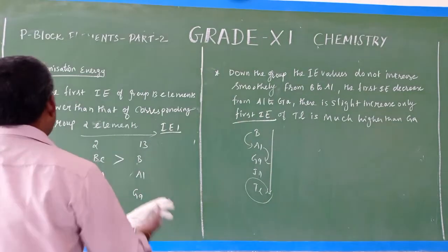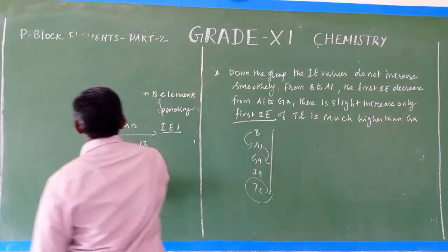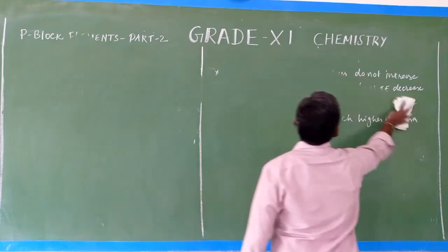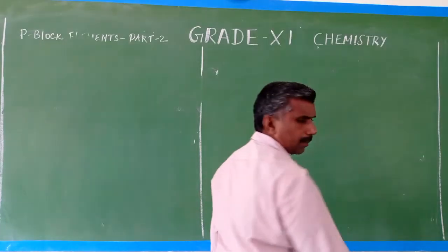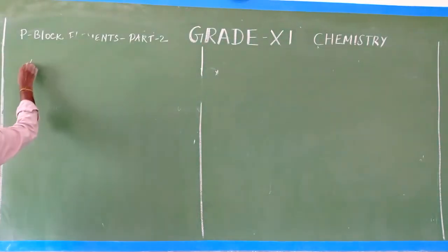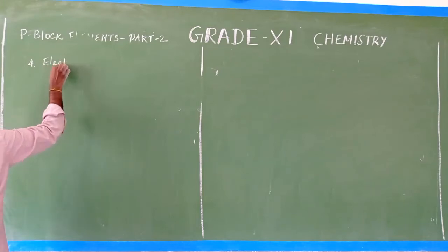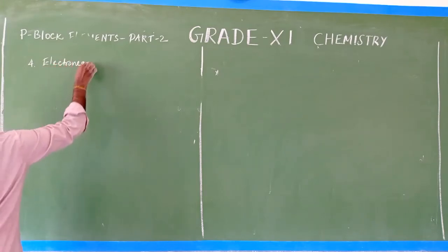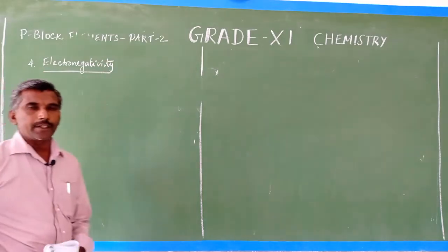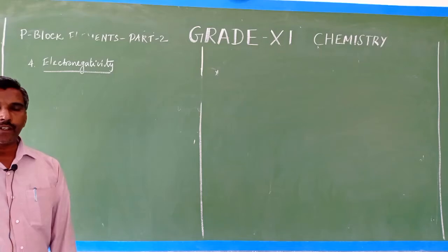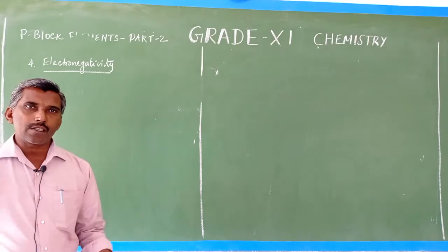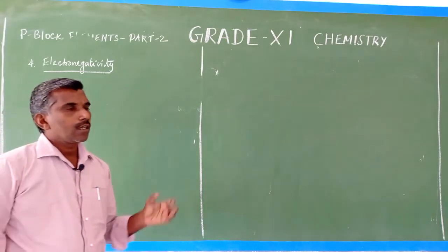Now fourth property is electronegativity. What is the meaning of electronegativity? It is the gaining of electrons. When an electron is gained, energy is released. That is electronegativity. Okay.